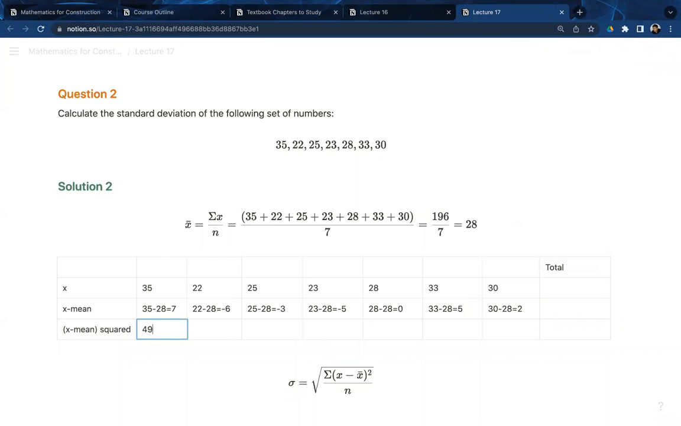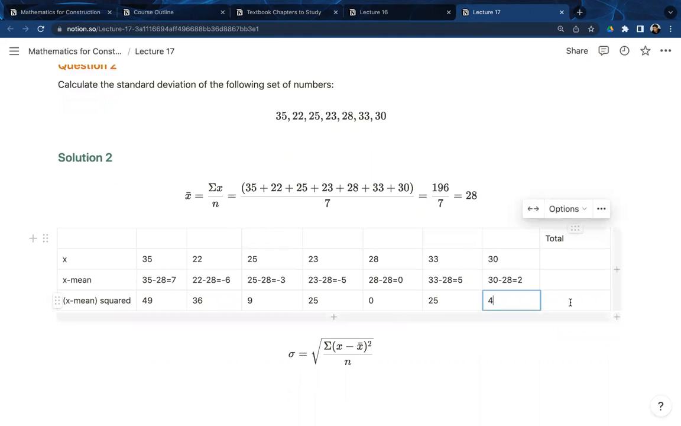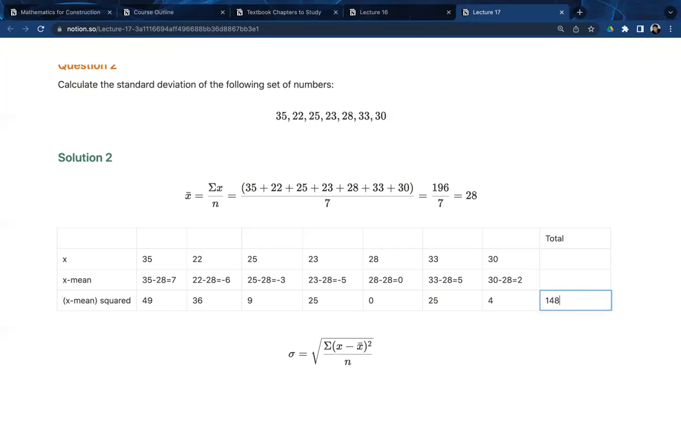So this is 49, 36, 9, 25, 0, 25. We square them, right? And 4. Then when you add up these values, what do you get? 49 plus 36 plus 9 plus 25 plus 25 plus 4. I'm getting 148. So the sum of the squares of the deviations is 148.